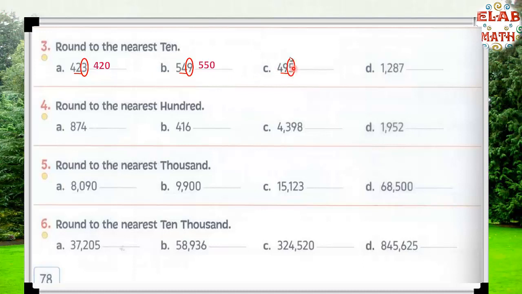Next one, in tens place 9, the next digit from the right side is 5. We said 5 or more, you should add 1 here. We have 9. 9 means you should put 0 instead of 9 and add 1 to 4 to be 5. The answer will be 500.